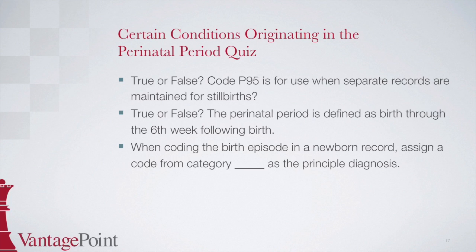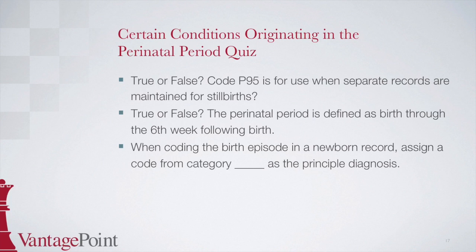The answer to our first question is true. P95 is only used when an institution maintains separate records for stillbirths. Remember that no other code would be reported with P95, and it would not be used on the mother's record. The answer to the second question is false. Perinatal is before birth up until the 28th day following birth.